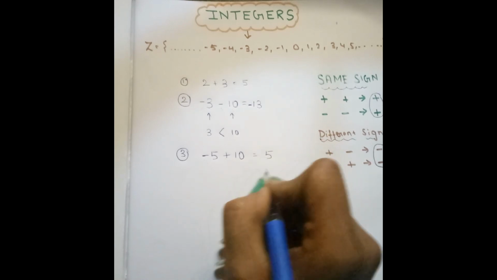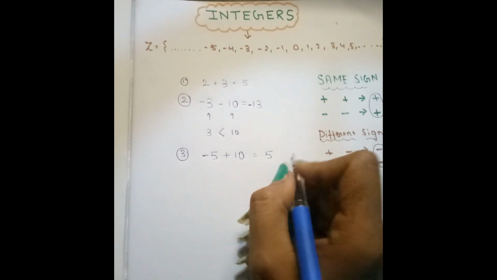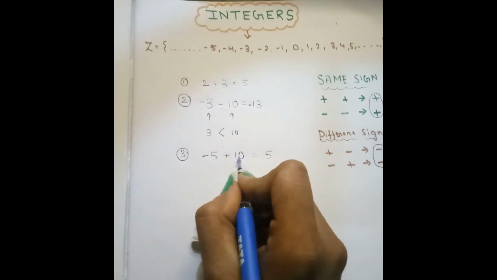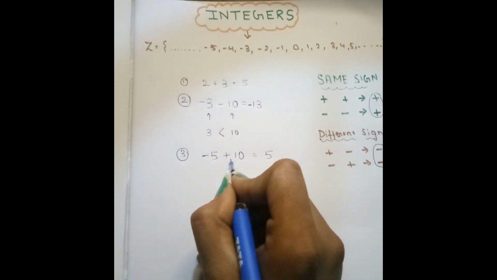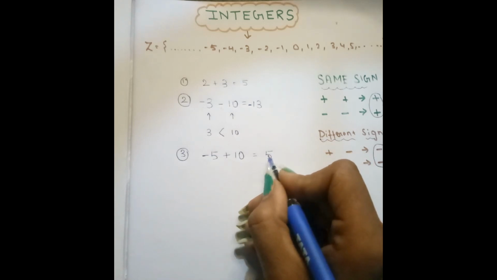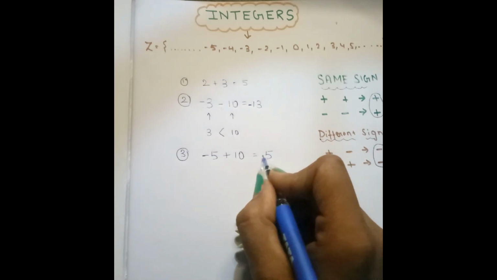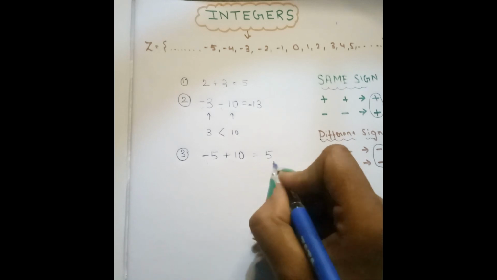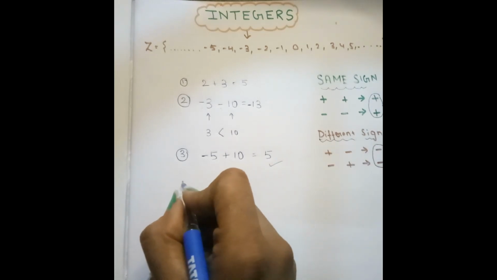As you know, the rule is the same for all the questions. Which is a bigger number? 10 is a bigger number. What is the sign before the bigger number? Plus. So the answer will have plus. Normally we don't write down plus because it is automatically understood that it is plus 5 only. So this is the answer. Let's take one more example.